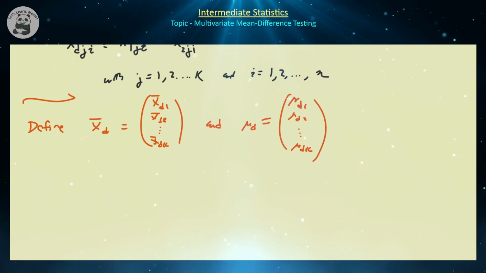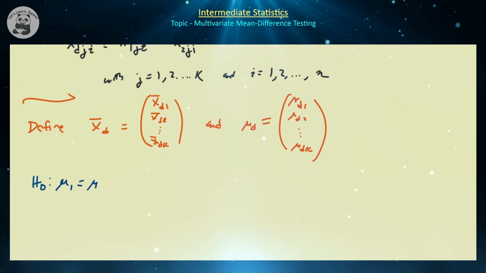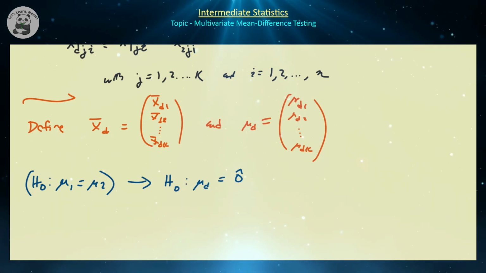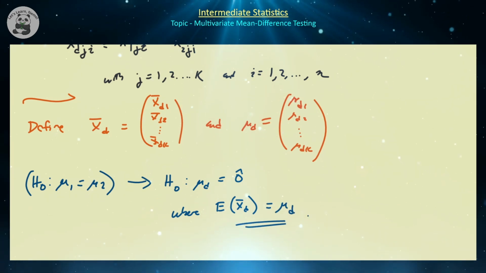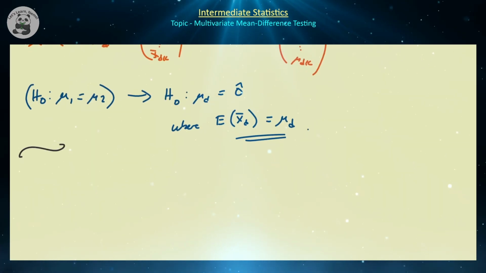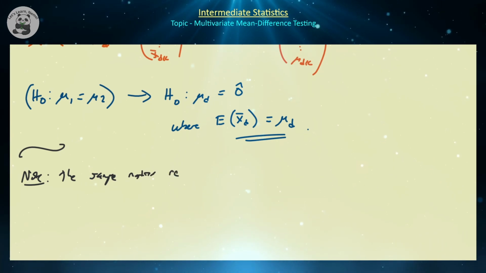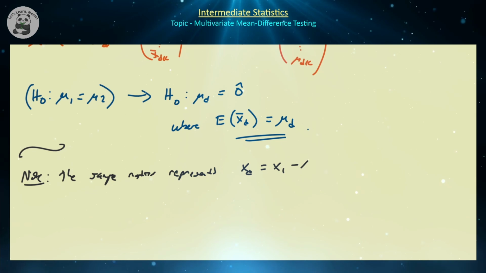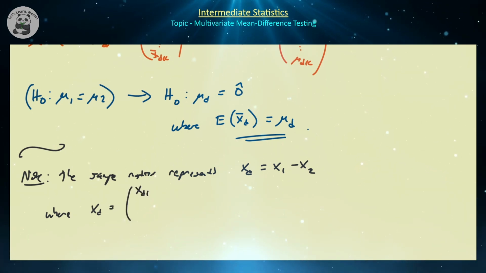Here, our null hypothesis that we started with was mu1 equal to mu2, and this is now going to be translated into H0: mu d is equal to the 0 vector. A point estimate property, which is actually very easy to prove, is that the expected value of the sample mean difference vector is equal to the population mean difference vector. Quite a nice proof for you to verify. All right, once we have that, let me make a quick note. Our sample matrix represents xd, which is x1 minus x2, where xd is just going to be a bunch of difference values, xd1, xd2, all the way down to xdk.